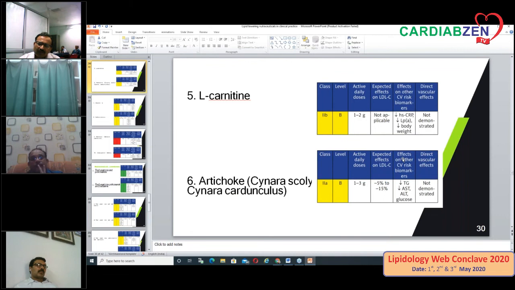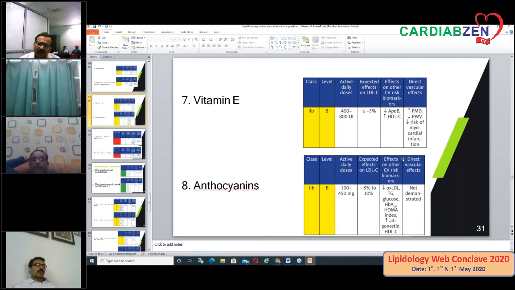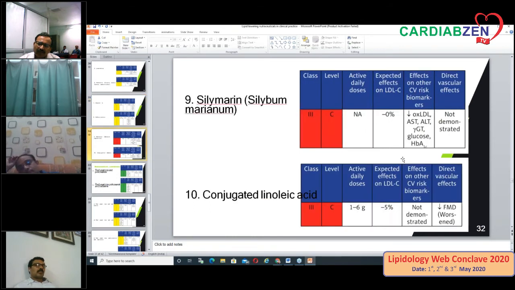L-carnitine, no direct effect on vascular effect. Similarly, Senera, artichoke, there is no direct vascular effect, but of course there is effect in lipid lowering as well as LDL lowering effect. But you can infer from the lipid lowering effect that it is as good as any low dose statins. So those patients who have not got any coronary event, yes, they can be prevented from having it by recommending this. So this is class 3. I'm not going to discuss silymarin and conjugated linoleic acid.